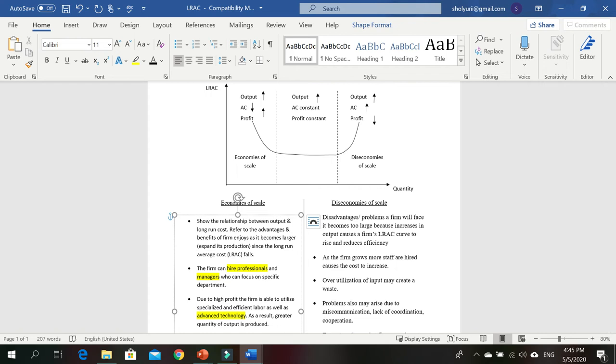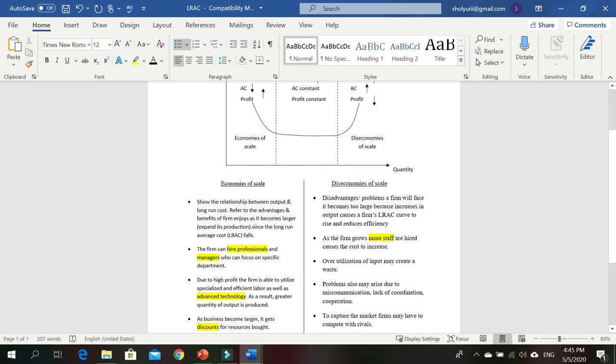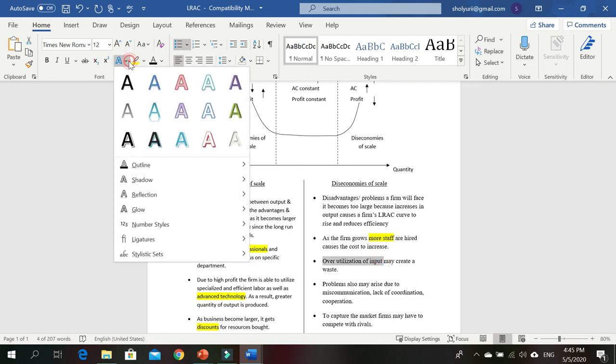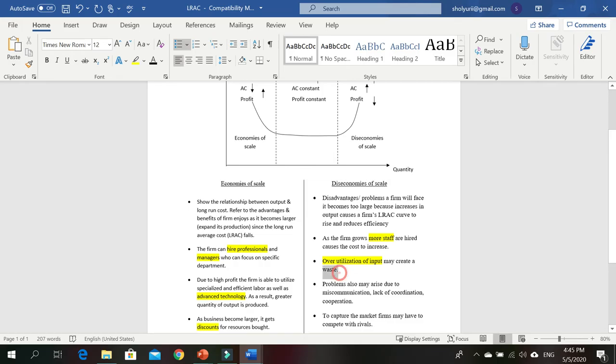Okay? So, bila we hire more than we are supposed to hire, bila ada staff yang makan gaji buta, kita bayar tapi dia tak bagi apa-apa contribution to our company. Itu yang menyebabkan kos meningkat. More staff are hired, we paid without anything in return. So our costs start to increase. Next is overutilization of input. And this will create waste.